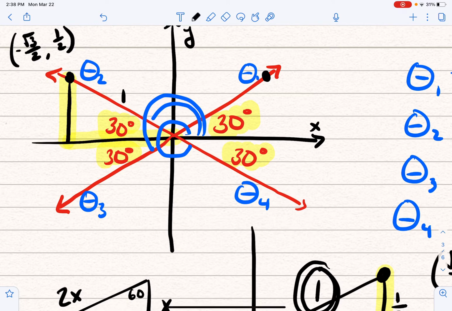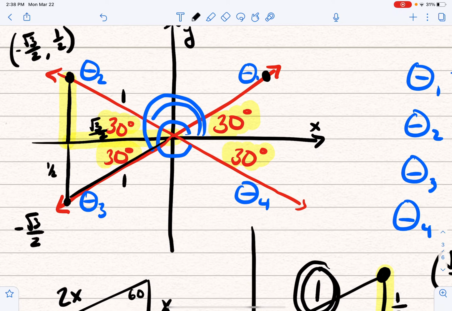And again, the radius would still be 1. If we thought about a point back here, again, we could reflect this down, and now we would again have a special right triangle. And if this was 1, then this would be 1/2, and this would be square root of 3 over 2. So you can think about, we went negative square root of 3 over 2 in the x direction, and we went negative 1/2 in the y direction.